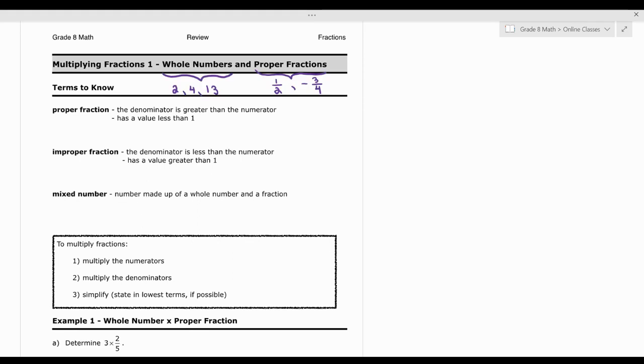All right, so let's begin our review of multiplying fractions. You will notice there's a 1 up here. I've broken the lesson up into two sections. Today we're going to look at whole numbers and proper fractions, and the next lesson will be on improper fractions and mixed numbers and putting them all together. As a reminder, a whole number could be 1, 2, 3, 4, 5, 6, etc. Whole numbers do not include negatives. If you had negatives, that would be considered an integer. So all of ours will be positive.